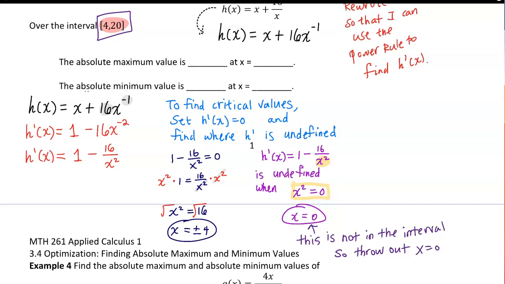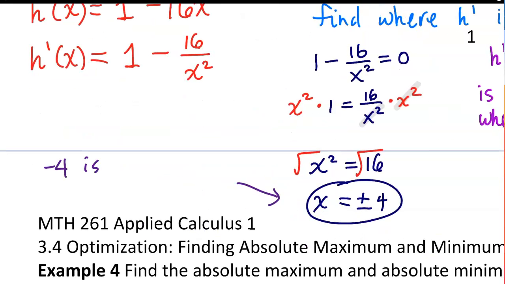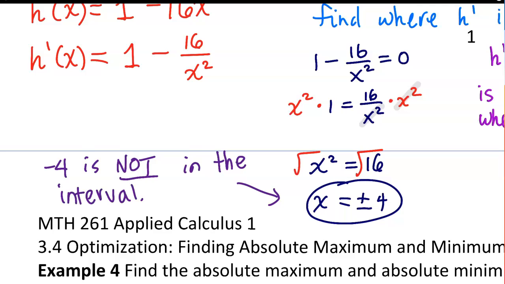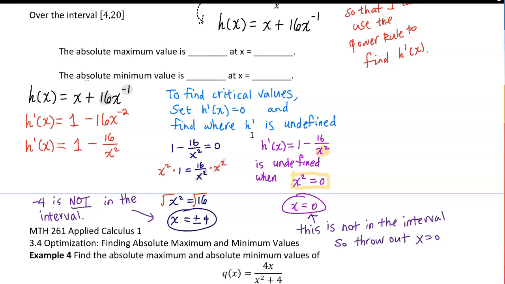How about 4 and -4? 4 is in the interval. How do I know that? Because they use a square bracket. That means 4 is included. But we can tell that -4 is not in the interval, so we'll throw that out too. So we're only going to test 4 and the endpoints. Let's go ahead and plug in 4 and the endpoints.